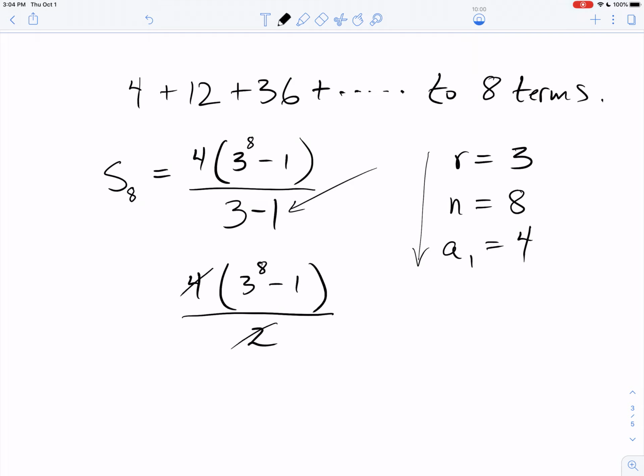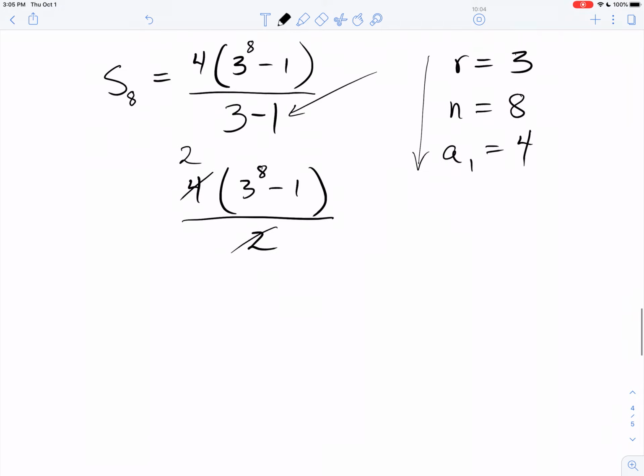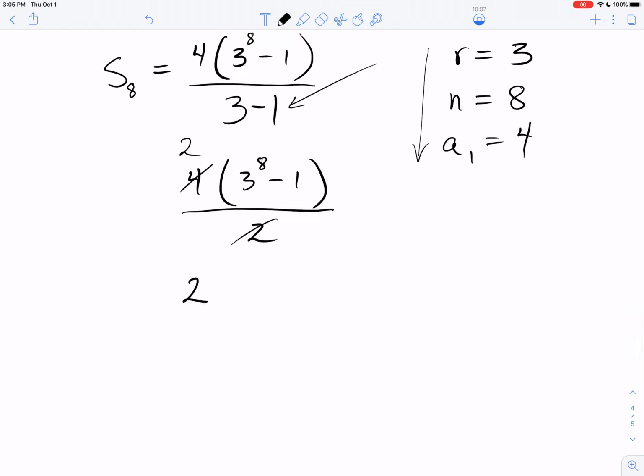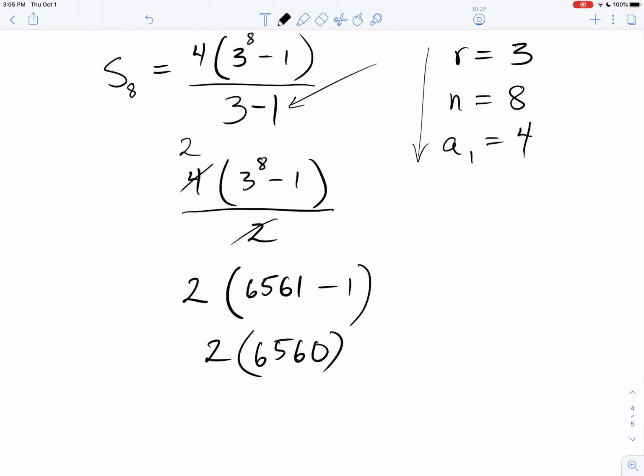So you could either divide top and bottom by 2, or you could say, hey, 2 goes into 4 twice. I could do that. I totally could do that. And then what's my answer going to be? Well, it's going to be 2 times whatever 3 to the 8th is. So I go, what is 3 to the 8th? 3 to the 8th is 6,561 minus 1. So I get 6,560 times 2. And I get, for my 8th partial sum, I get 13,120.